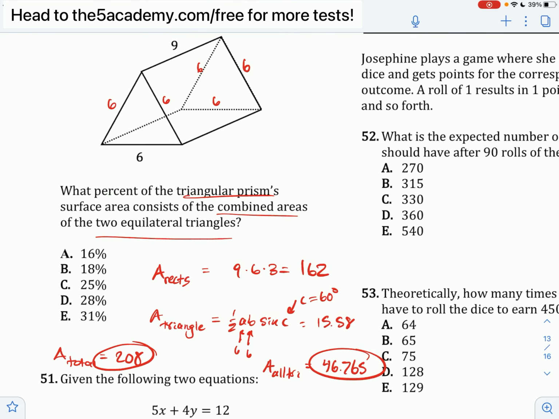And that is, oh, hold on. I don't have 3 triangles, I have 2. So this number is actually incorrect. We need to do 15.58 times 2, 31.16. And this is going to be different: the total is going to be 208 minus 15.58, that's 192. So if I do 31 divided by 192, I get 16%.